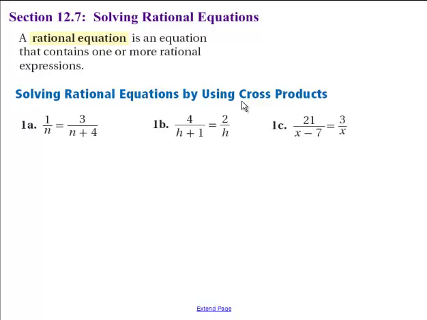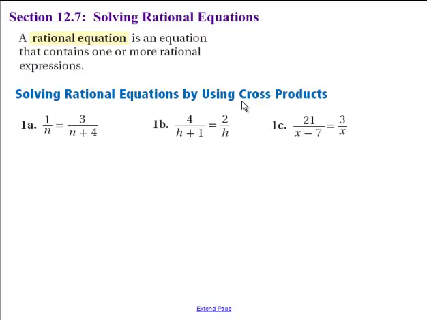So now that we know how to add, subtract, multiply, and divide rational functions, the last thing we're going to do with them is solve equations. A rational equation is an equation that contains one or more rational expressions. Remember, rational expressions have a variable in the denominator, so everything we're going to do today has variables in the denominator.